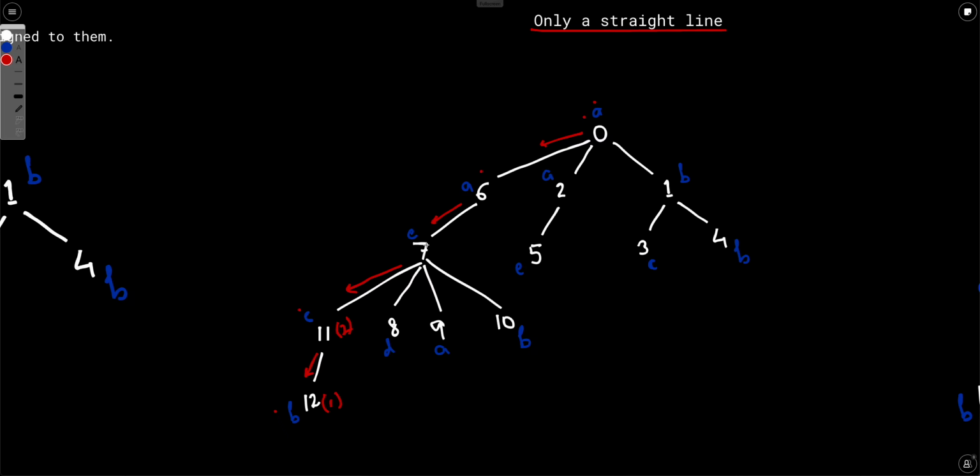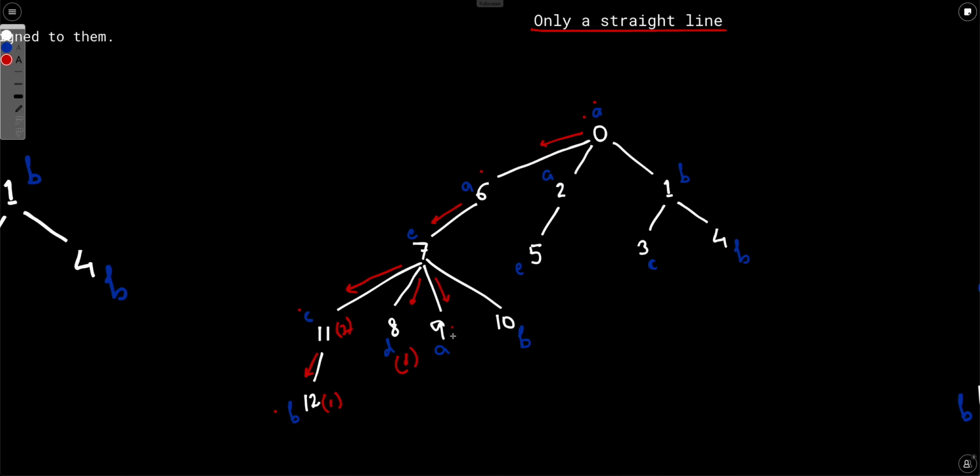Now again we will go back, like we are doing a DFS, right? So we will go back to 7. Now once we go back to 7, we will try to find the longest path from 8, the next child of 7. So here again the answer will be 1, because it is a leaf node.